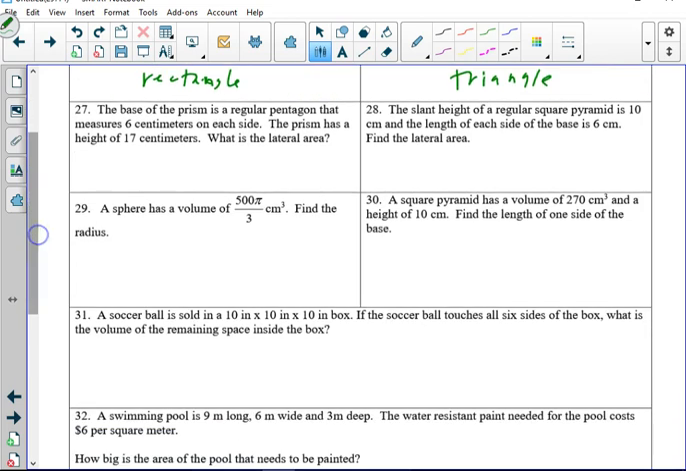Base of a prism is a regular pentagon that measures 6 centimeters on each side. It has a height of 17. What's the lateral area? Well, you need to know the perimeter of the base, which is 6 times 5, pentagon, 30. The lateral area is going to be 30 times 17, which is 510 square centimeters.